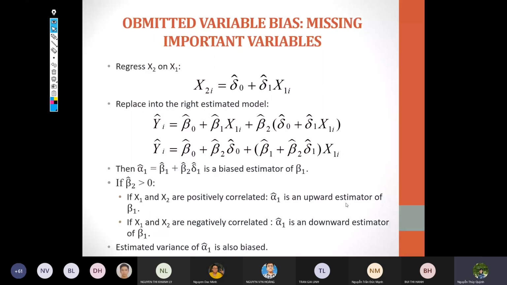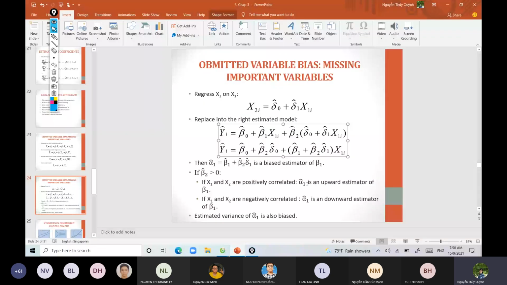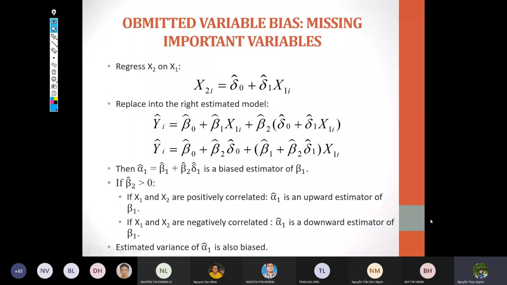And if x1 and x2 are negatively correlated, then alpha 1 hat will be a downward estimator of beta 1, which means that the expected value of alpha 1 hat is smaller than the actual value of beta 1, okay? All right. And you can infer the case when beta 2 hat is smaller than 0.